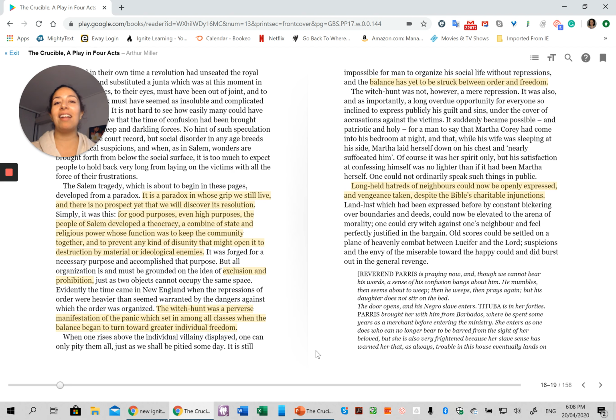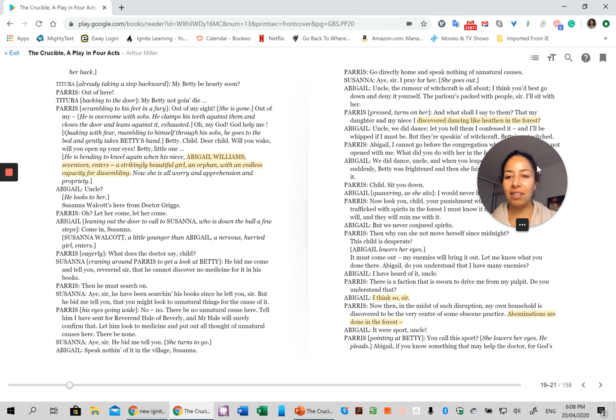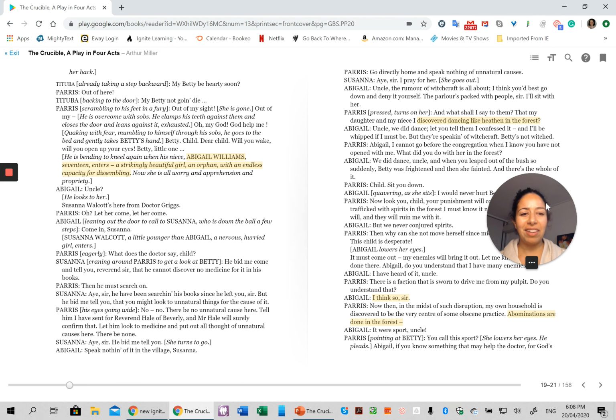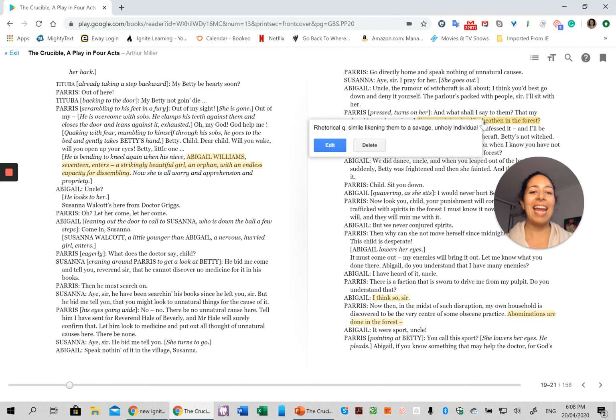But that's where we start seeing these parallels happen between Miller and Proctor, which we'll go into a little bit later. So look, those are the main things. Of course, then you can see that when the play starts, the girls are discovered dancing like heathen in the forest. So that's similarly there, like heathen, and the rhetorical question, likening them to savages, unholy individuals.